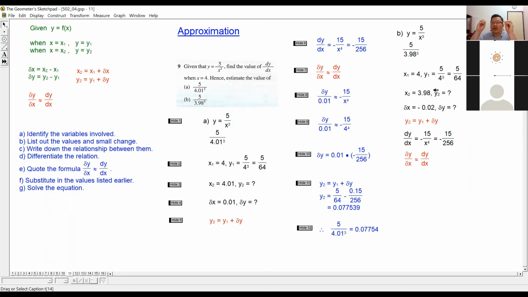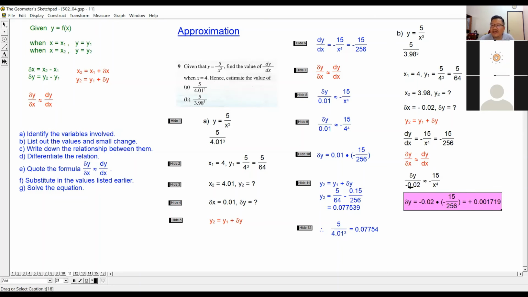Now is the time to substitute everything inside this formula. So substitute delta x with negative 0.02. dy dx is negative 15 over x to the power of 4. Actually, 15 over x to the power of 4, we have found out the value here, which is actually the value of dy dx. Okay, so this value can substitute inside.